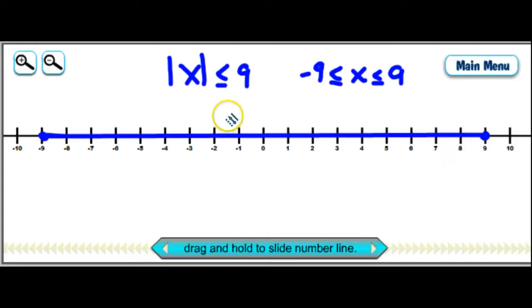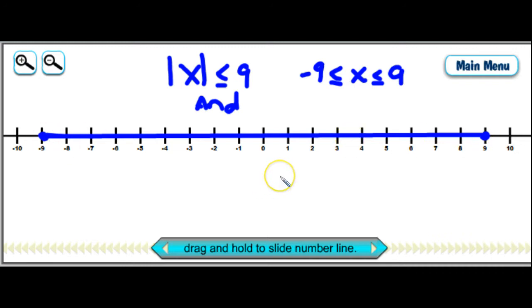One thing to remember about absolute value inequalities: whenever you see less than or equal to, it's basically going to look the same as an AND compound inequality, or the intersection in between two points.